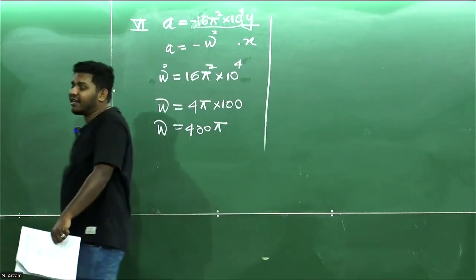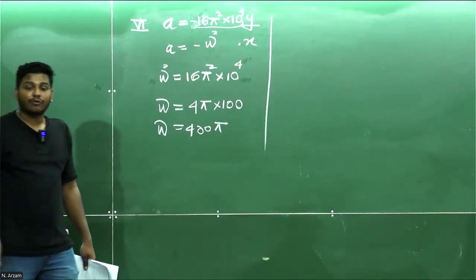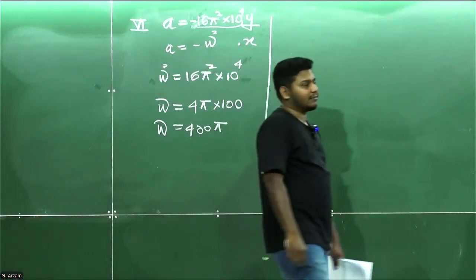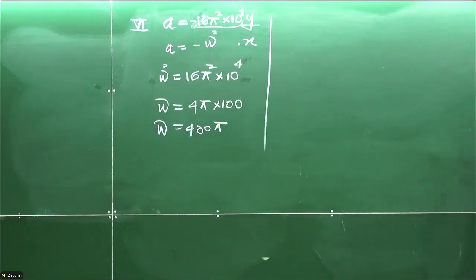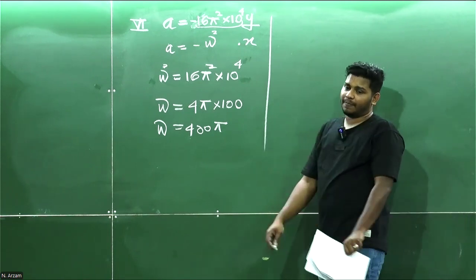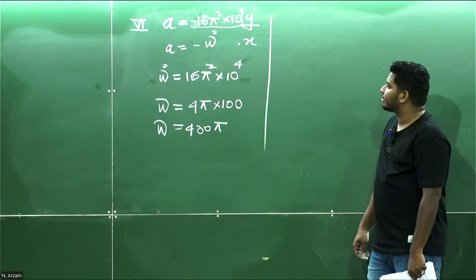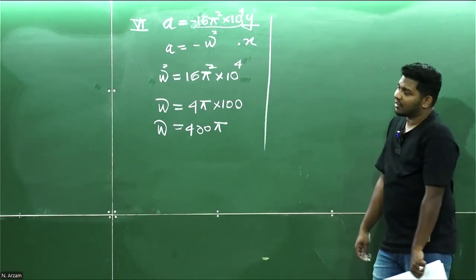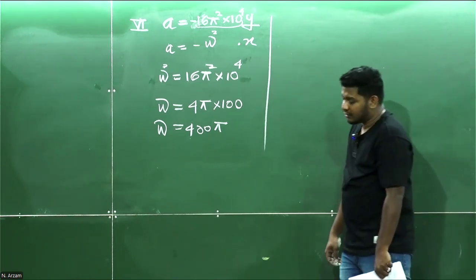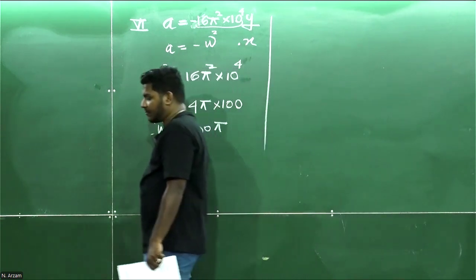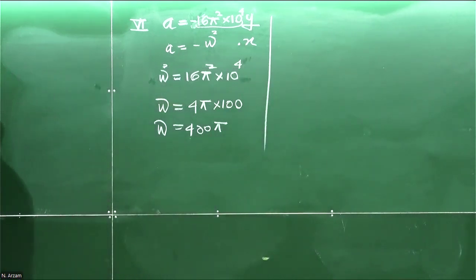What is the relationship between the T and the omega? T is equal to 2 phi over omega. So try to find the T and the F. X, Y both are displacement. Okay.